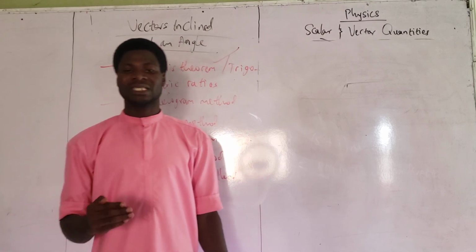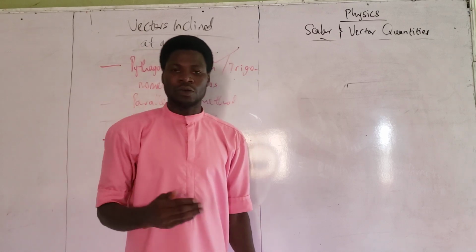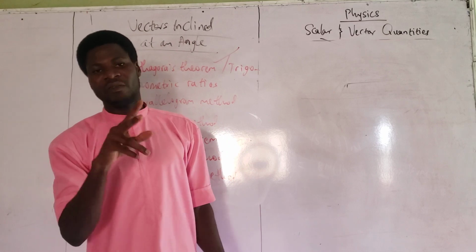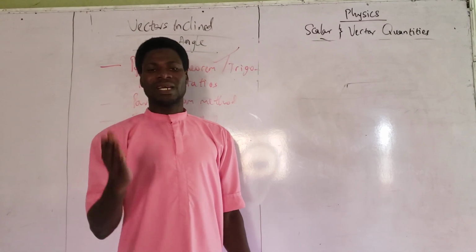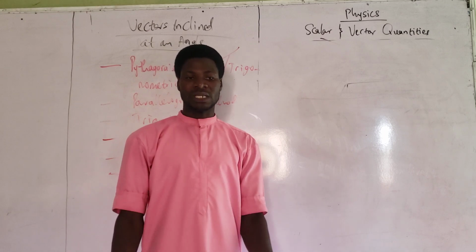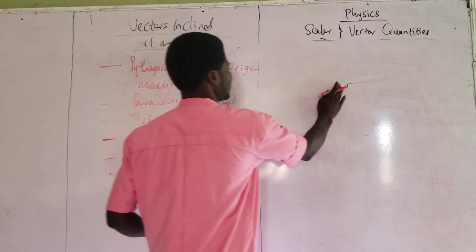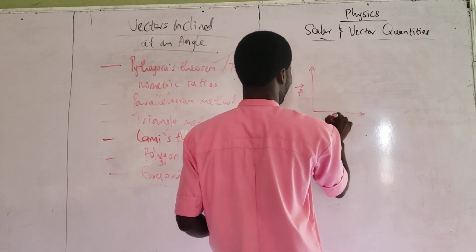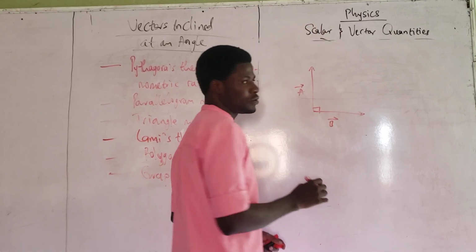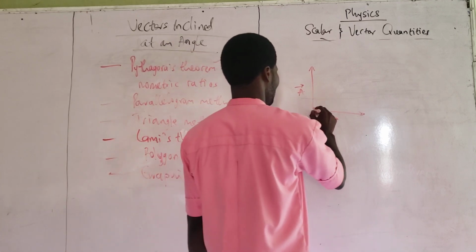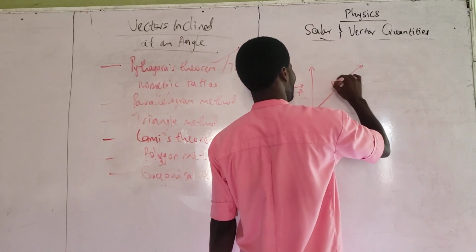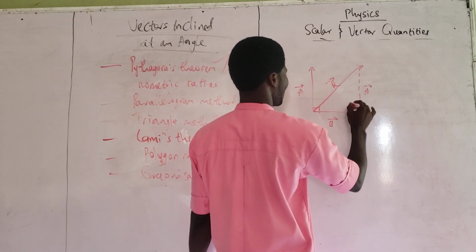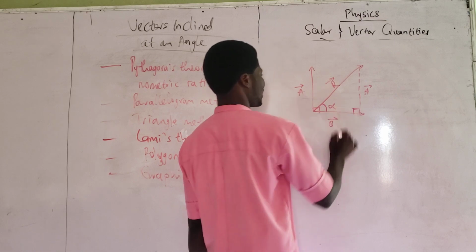Remember that Pythagoras theorem states that in a right angle triangle, the square of the hypotenuse is equal to the sum of the squares of the two other sides. And what are these two other sides? The adjacent and the opposite. Okay? So let's say we have vector A and vector B acting at right angle. To get their resultant, you can draw a parallel line to vector A. This is the right angle, then this is the direction of the resultant.